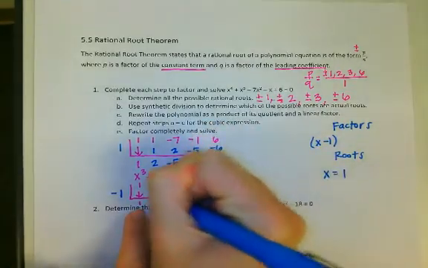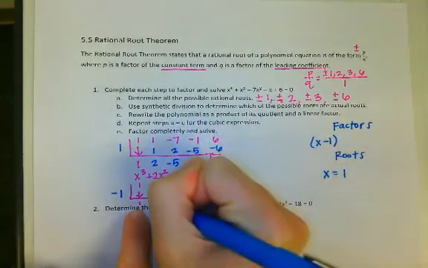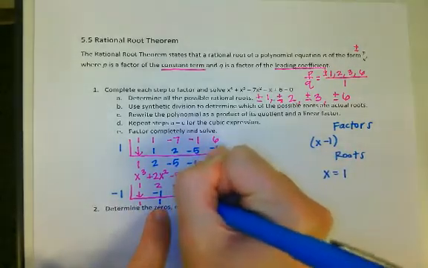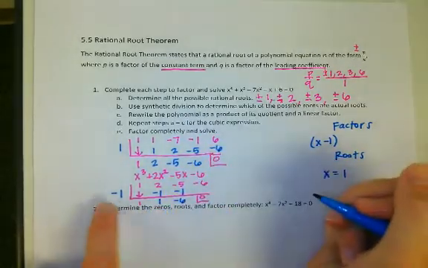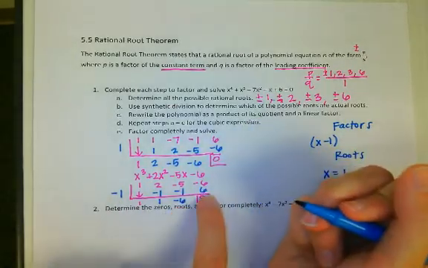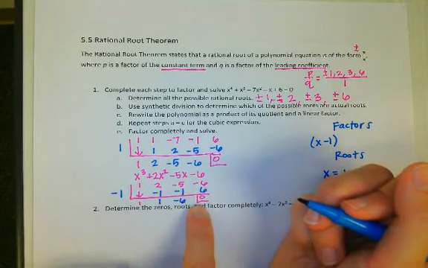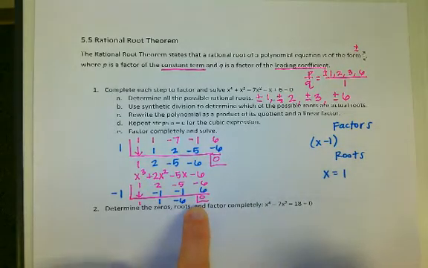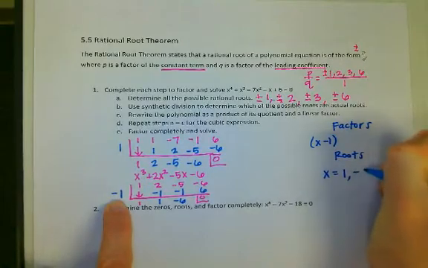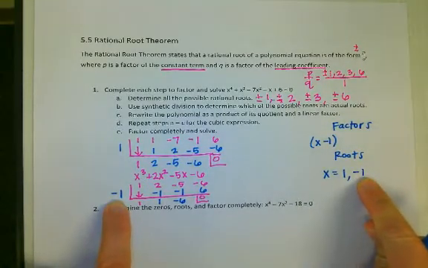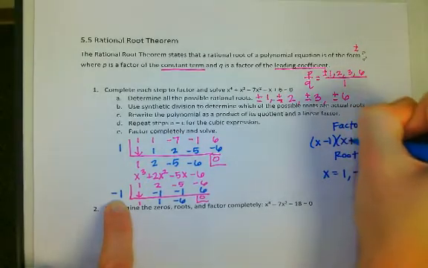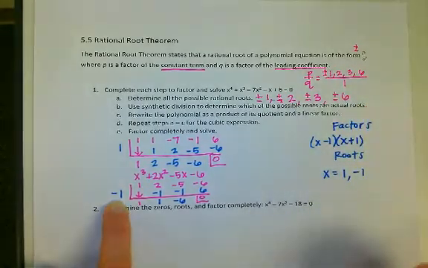Negative 1 times 1 is negative 1. Add straight down. Negative 1 times 1 is still negative 1. Add straight down. Ooh, yay! Negative 1 times negative 6 is positive 6, and that works. So what I just found is that another root or solution is going to be negative 1. The factor that would have come from is x plus 1.